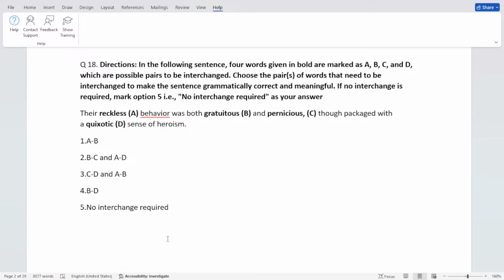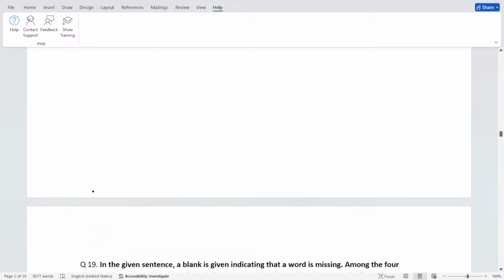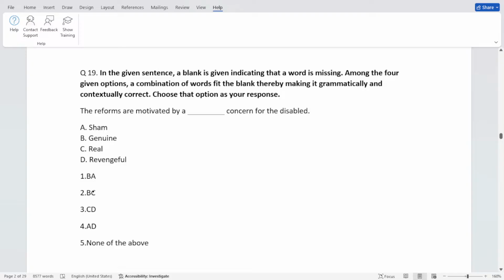And when it comes to quixotic, it is very idealistic in things. So accordingly, no need to change anything. So now we will go for the next question. The reformers are motivated by a dash concern of the disabled.